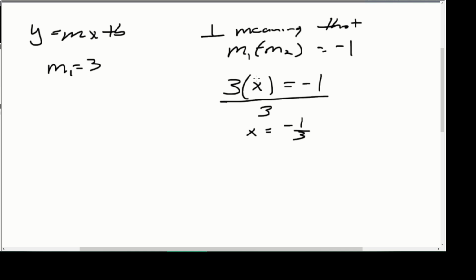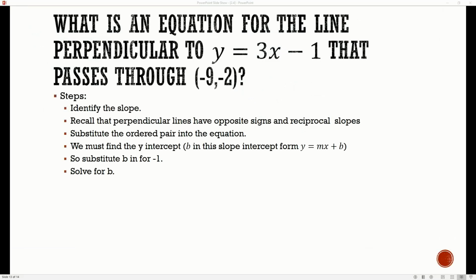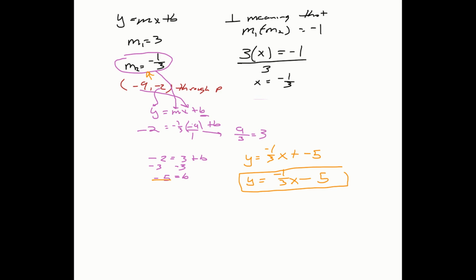This is enough proof. You don't have to plug this back in. You can. 3 times -1/3 is definitely -1, but that's how you find your opposite reciprocal slope. You take your original slope and do 3 times a variable is equal to -1, and that gives you the reciprocal slope. So I'm going to say that my m2 must be -1/3. Now, the question said it passes through the point (-9, -2). So what I need here is a line that will land me on the point (-9, -2), and will also be perpendicular to my original line.